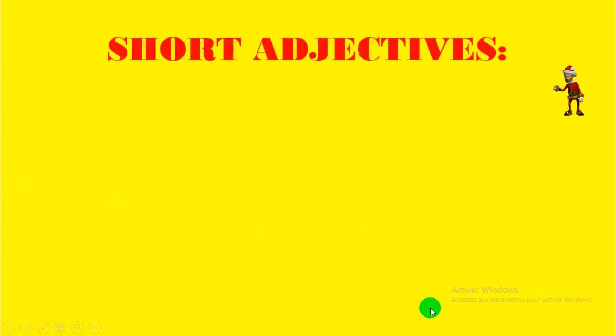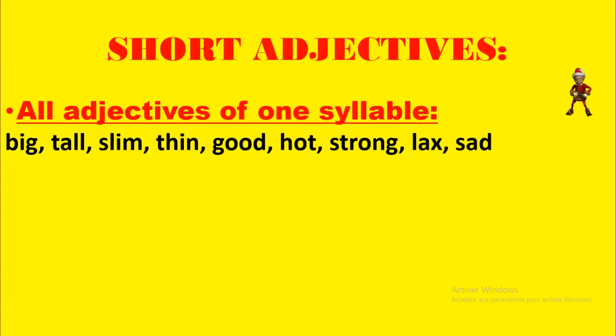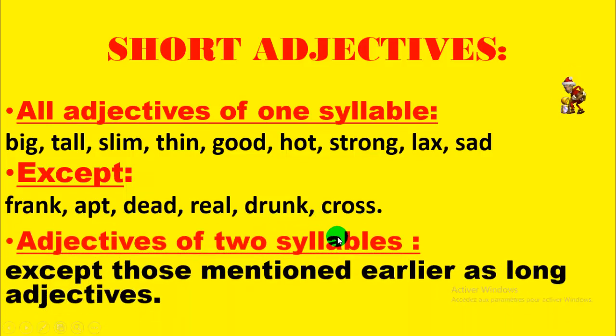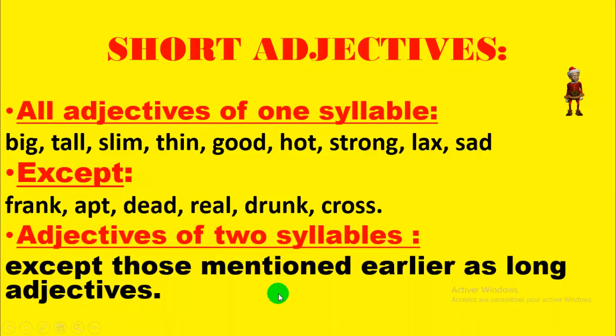Short adjectives. All adjectives of one syllable: big, tall, slim, thin, good, hot, strong, like, sad. All these adjectives are short, one syllable, except frank, apt, dead, real, drunk, cross. These adjectives are long. Donc les adjectifs qui sont courts sont les adjectifs qui ont une syllabe, sauf frank, apt, dead, real, drunk et cross. And all the adjectives of two syllables, except those mentioned earlier as long adjectives.